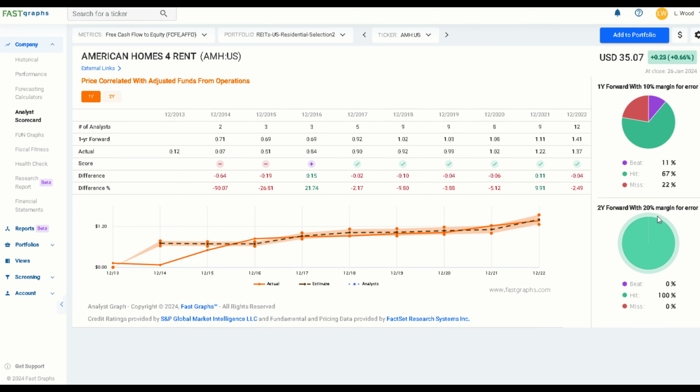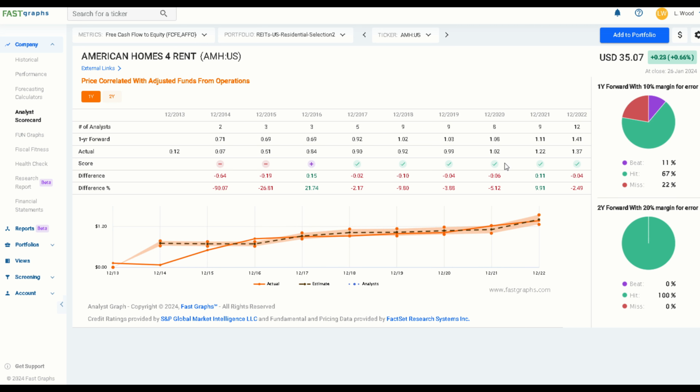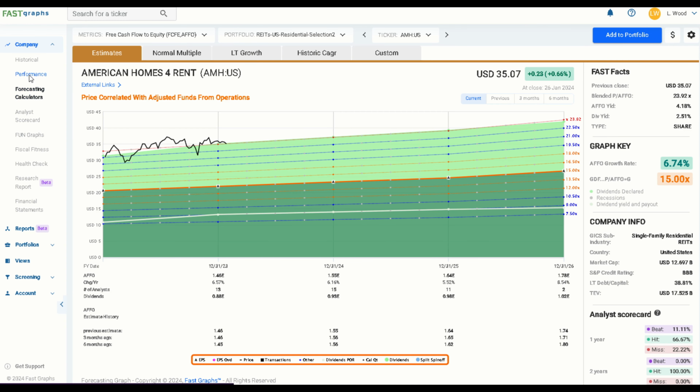AMH, American Homes. Quickly, just looking down at the analyst scorecard, we can see a fairly good set of estimates here, 2 years forward. 20% margin of error, 100% of the time they're hitting analyst expectations. And we can see there's a reasonable number of analysts as well reporting. Now, they do have a couple of misses here in the 1 year forward. Now, if I look here on this table in particular, these misses were 10 years ago, 8 years ago, 10 years ago. Since that time, the company seems to have stabilized quite a bit and probably providing better guidance as well to analysts, enabling them to make better decisions.